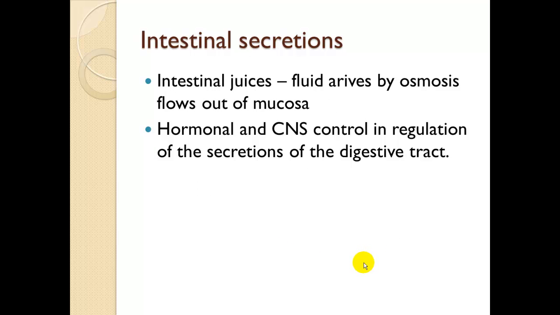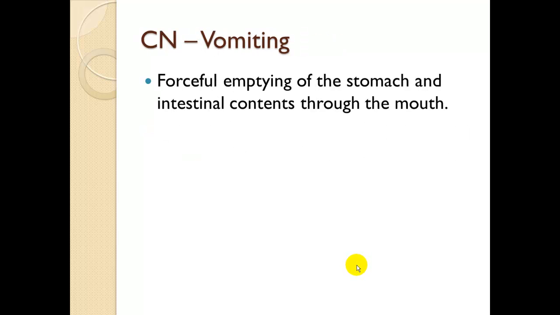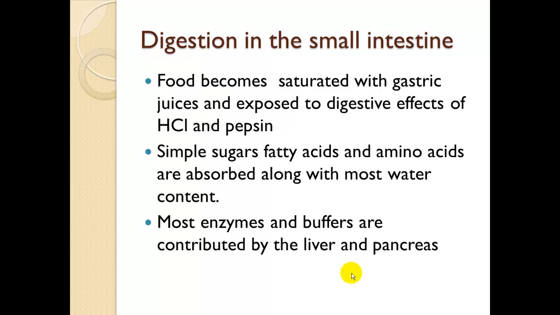Intestinal secretions, intestinal juices. Fluid arrives by osmosis and flows out of the mucosa. Hormonal and CNS control and regulation of these secretions of the digestive tract is what occurs. Clinical note, vomiting: forceful emptying of the stomach and intestinal contents through the mouth. We probably didn't need to be told that. Most everyone has had a vomiting episode.